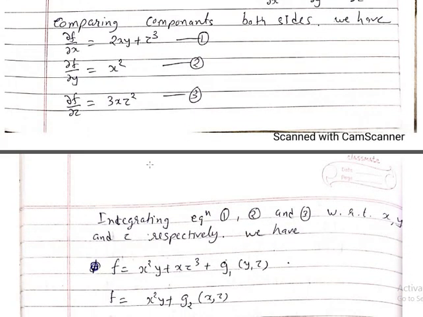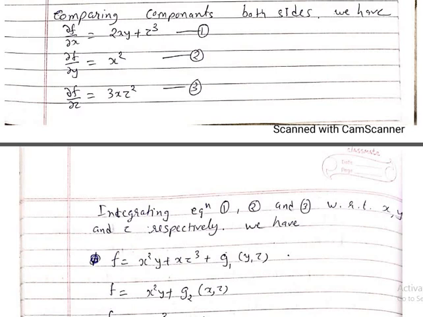Integrating equation 1. We have to find f from these three equations. So what we are going to do is integrate equations 1, 2 and 3 with respect to x, y and z partially. If you are taking a partial integration, then you have to treat the other variables as constants. So first we are integrating with respect to x. So y and z are treated as constants.